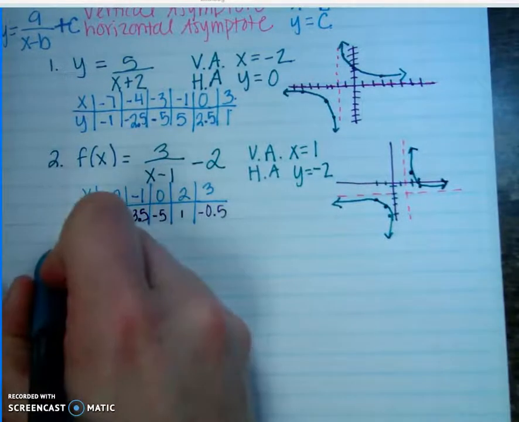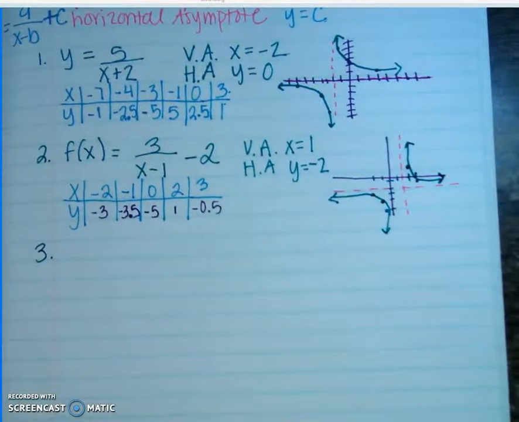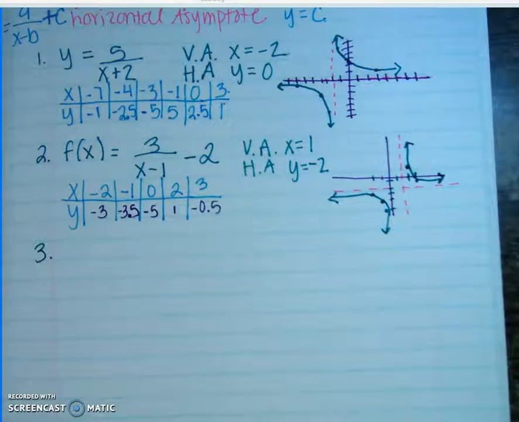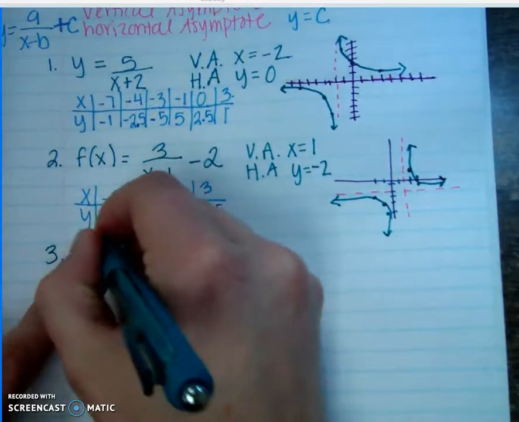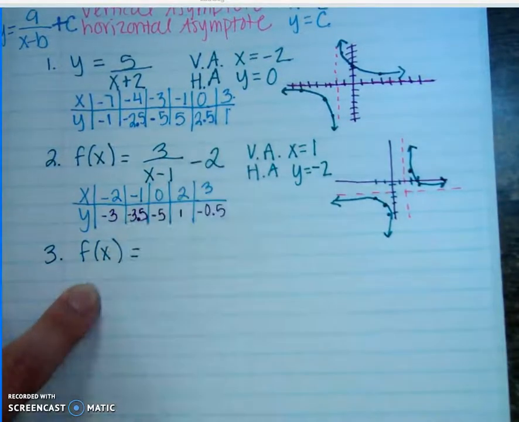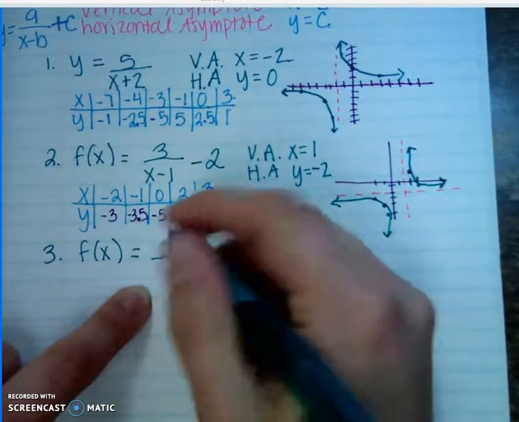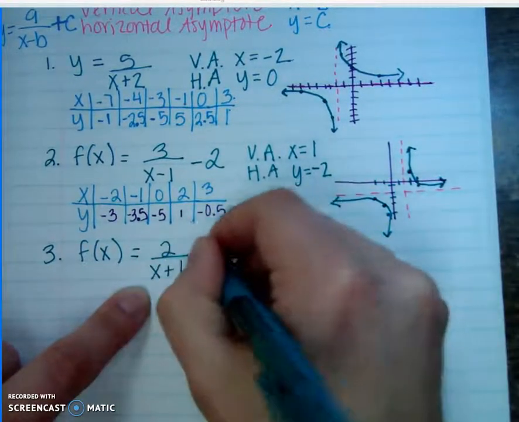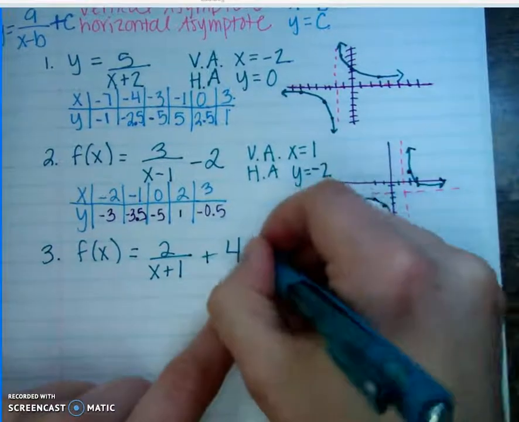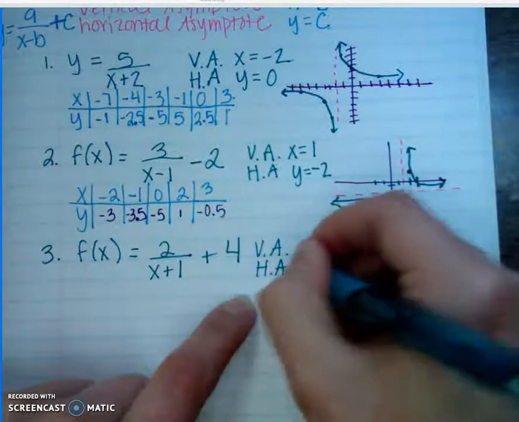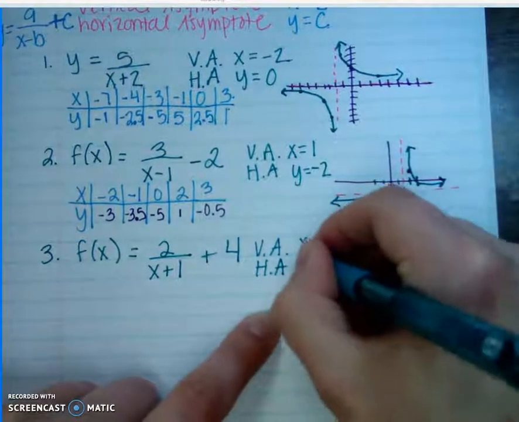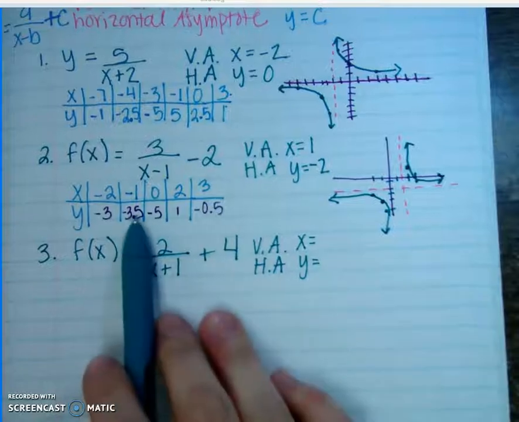I want you to try this last one. Let's do f of x equals 2 over x plus 1 and then plus 4. You need the vertical asymptote, the horizontal asymptote. Okay, I want you to do all of that. Set up a table and graph.